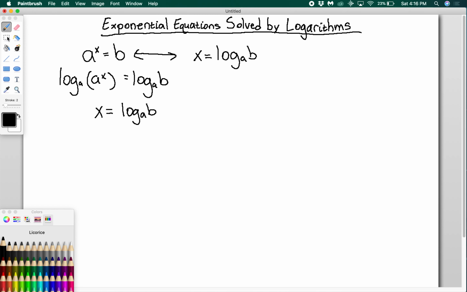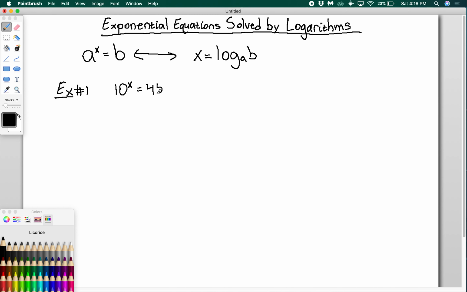And for now, we're going to stick with logs mostly of base 10 and 2 and 3 and things that are a little bit easier to do. You'll see kind of what I mean here. So let's say I have, for example, number 1, 10 to the x equals 457, and I want to solve this equation for x. I'm going to take the log base 10 of both sides.